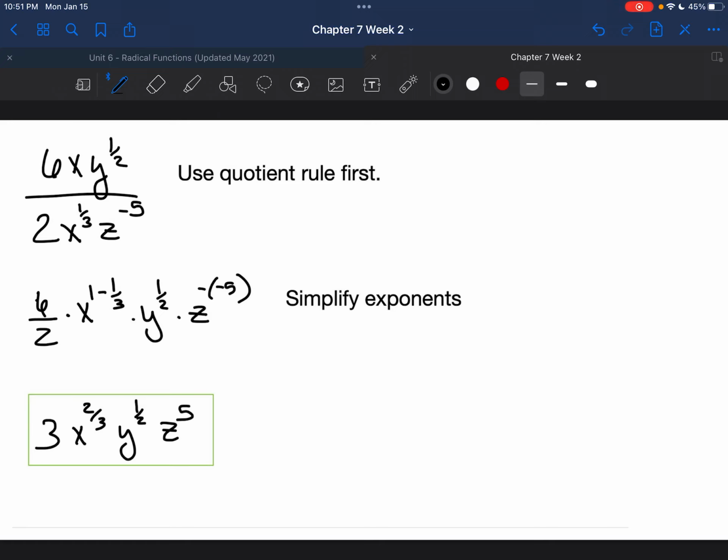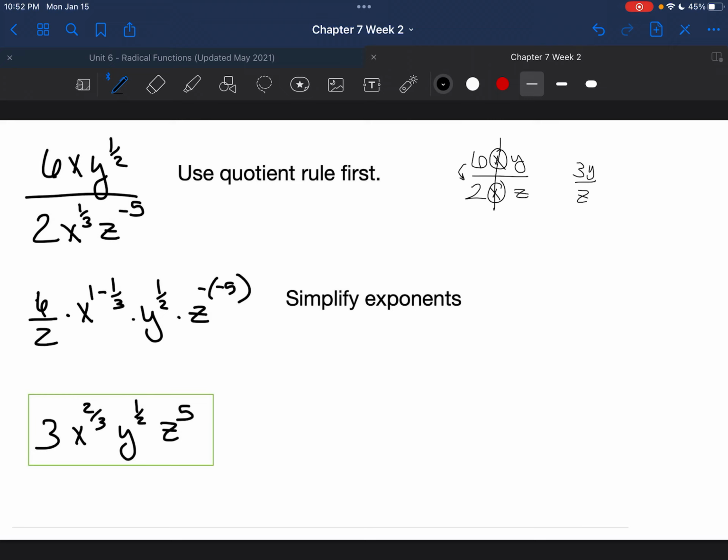Let's back up even further and say if I just had 6xy over 2xz, how would we simplify that? Well, we learned that when we divide exponents, we subtract them, right? We subtract their numbers. We also know that when we're just looking at it, I've got 6 divided by 2 gives me 3. I have an x on the top, an x on the bottom. Those cancel out, and I would be left with 3y over z in that case.